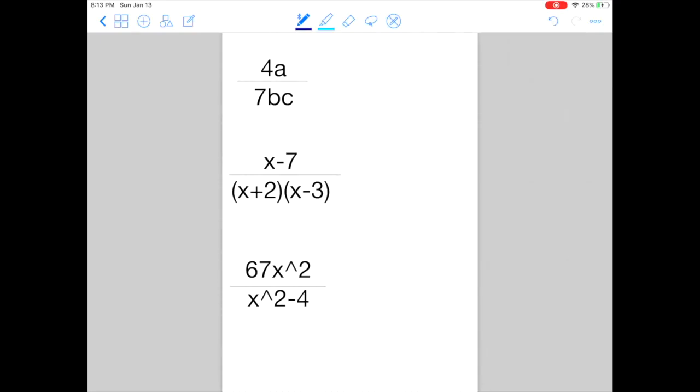So in this video, we're going to be focusing on non-permissible values. Non-permissible values are all the values which make the denominator of a rational expression equal to 0. So let's start with the first example, which is 4a over 7bc.